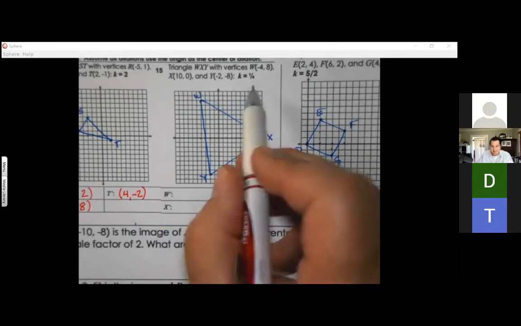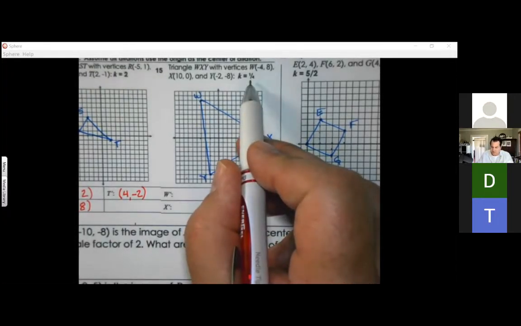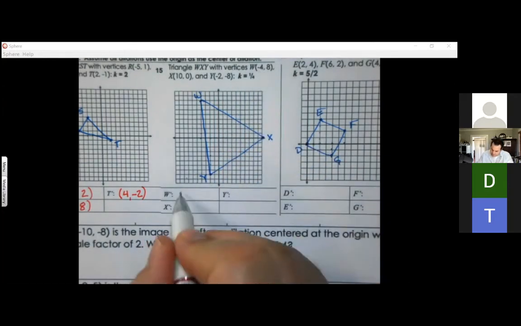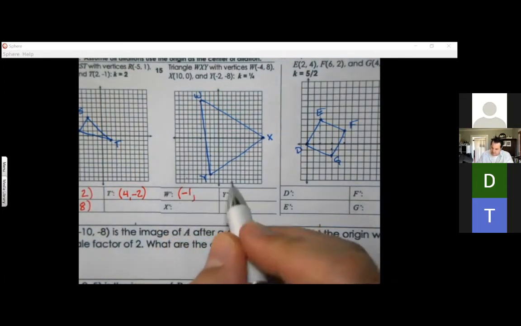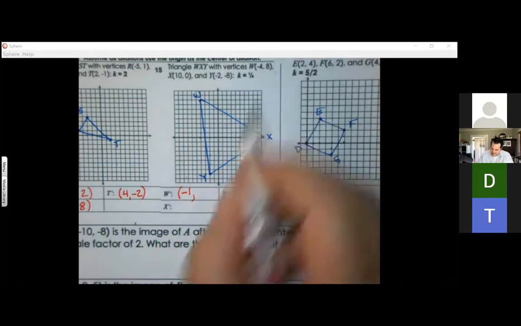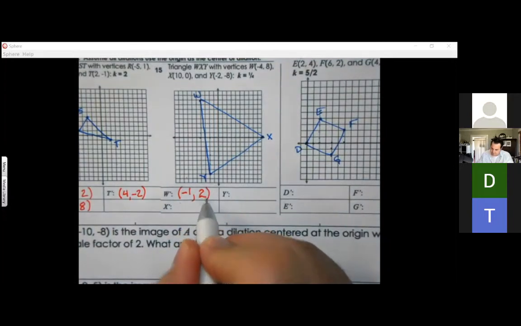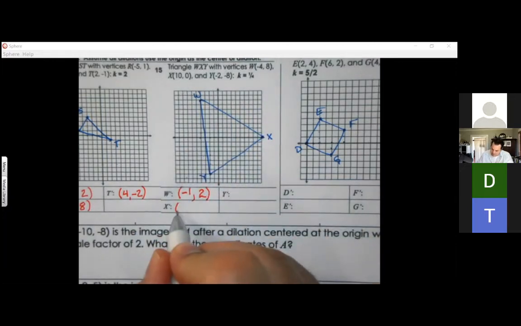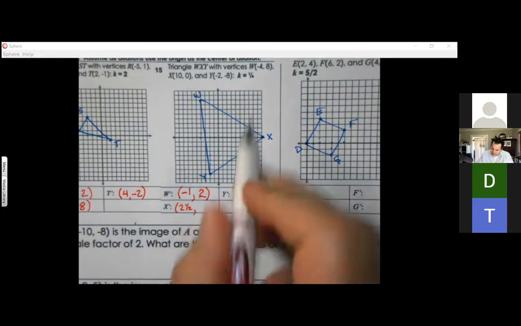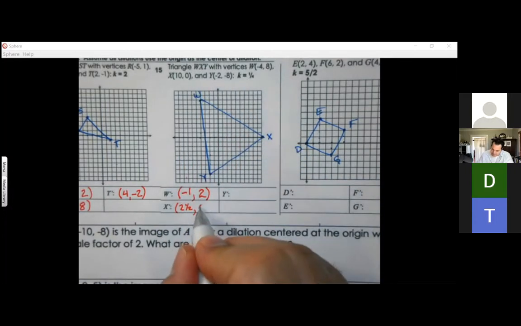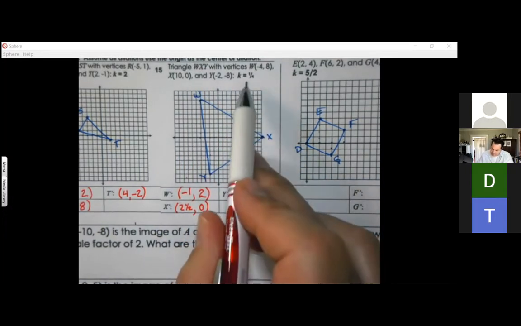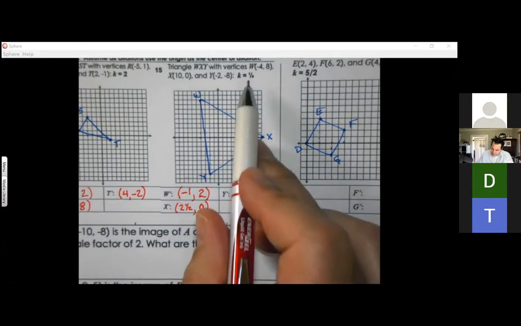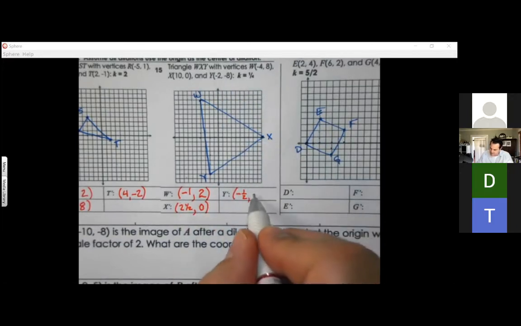Okay, so this one says a scale factor is 1/4. So if I multiply 1/4 times negative 4, that's going to give me negative 1. If I multiply 1/4 times 8, that's going to give me a 2. If I do 1/4 times 10, that's going to give me 2.5. 1/4 times 0 is going to give me 0. 1/4 times negative 2 is negative 1/2. 1/4 times negative 8 is going to be negative 2.